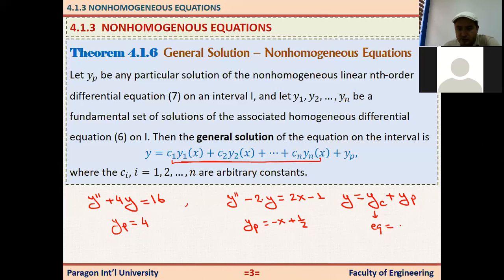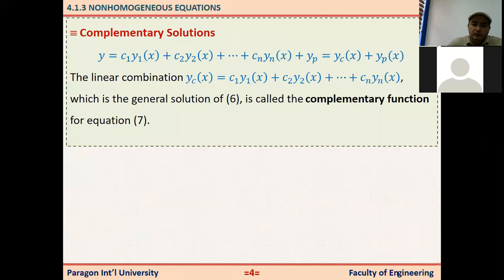Here we have our equation that's equal to 0. To find this one, our equation is equal to g of x. And their sum, the solution of this equation together with the solution of that equation, gives us the general solution of the equation in 7. Okay? All right, those are the complementary solutions, and we have already talked about this.